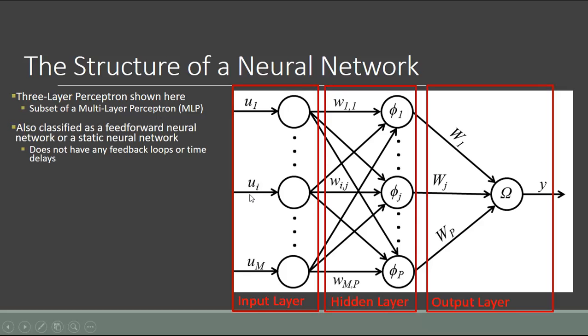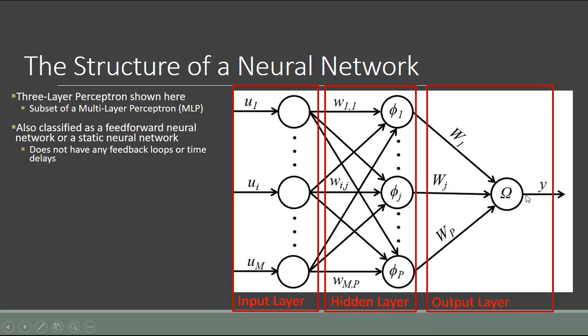So this particular structure is also known as a feed-forward neural network or a static neural network. And it just basically means that you're predicting steady-state data. You're changing inputs and you're trying to see what those outputs would be at steady state. You can certainly have a lot of different structures.